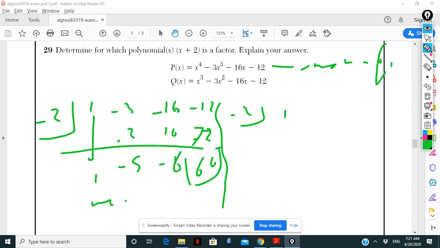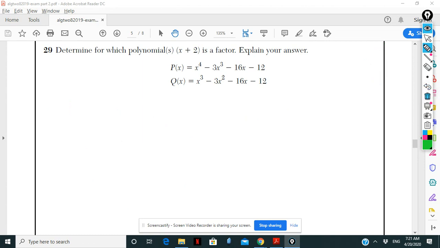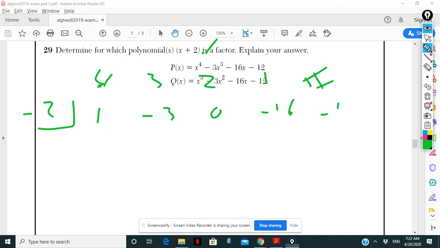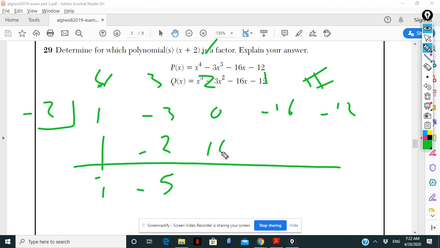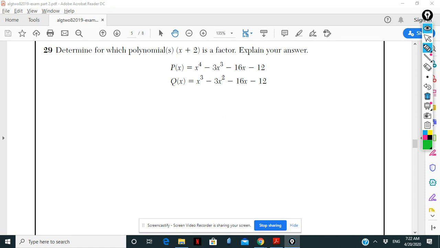Now I'm going to do the same one. I think I messed up. Okay, again. For the first one, negative 2. So here's power 4, power 3, power 2, power 1, the number. So 1, negative 3, 0, negative 16, negative 12. 1 goes down, so negative 2, negative 5, 10, 10, negative 20, negative 36, positive 72, giving me 60. So not a factor. Okay, so for P(x), it's not a factor.